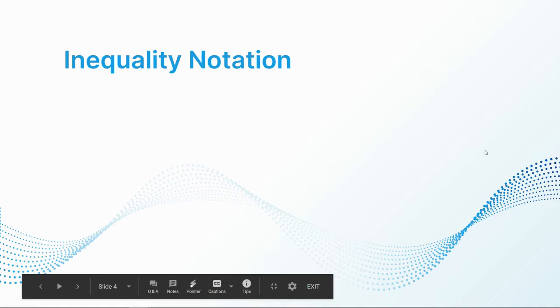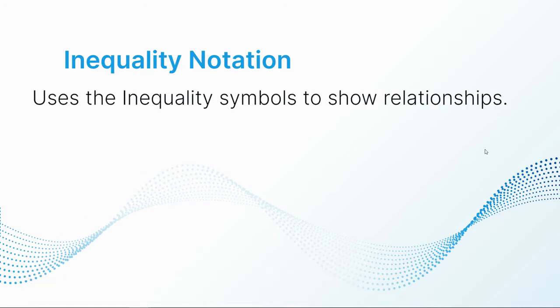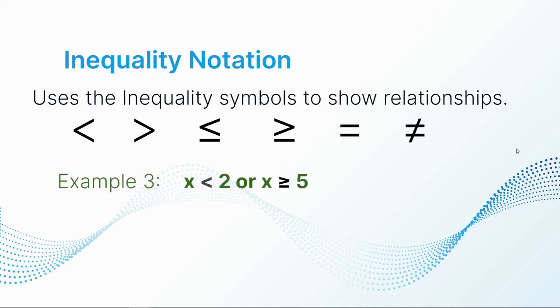Inequality notation is something you are familiar with. It uses the inequality symbols to show relationships: the less than sign, greater than sign, less than or equal to, greater than or equal to, and not equal to. So an example is x is less than 2 or x is greater than or equal to 5.